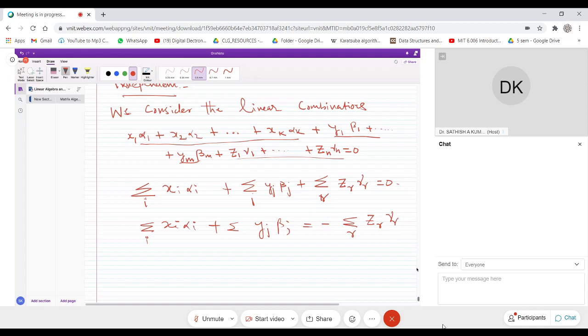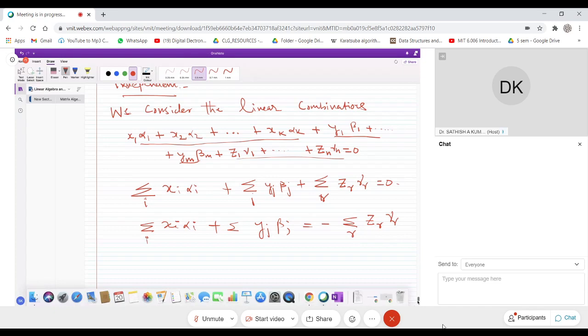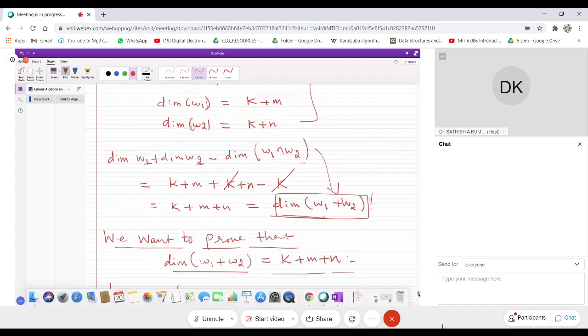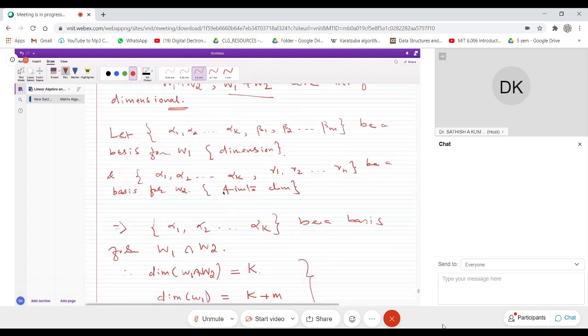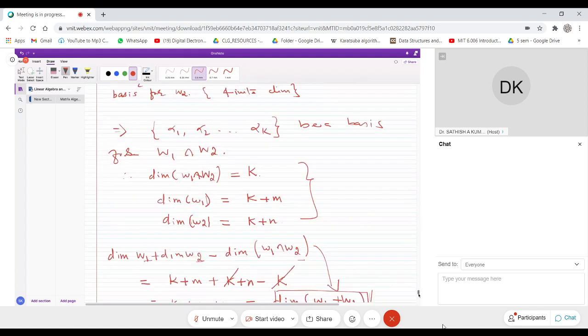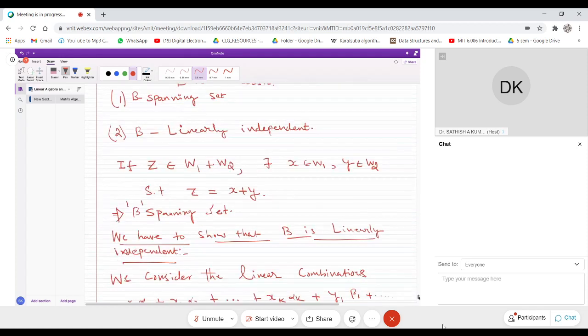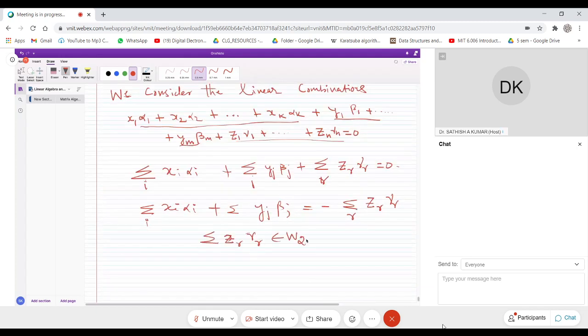But what is zr gamma r? Let us go back. See, gamma is there in this basis. Gamma is there in W2: gamma 1, gamma 2, up to gamma n. Alpha 1 to alpha k are both in W2. So gamma 1 to gamma n should be in W2, it is in W2 only. So since the summation is in W2.